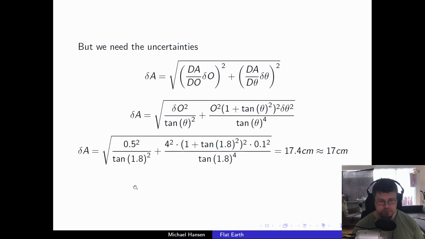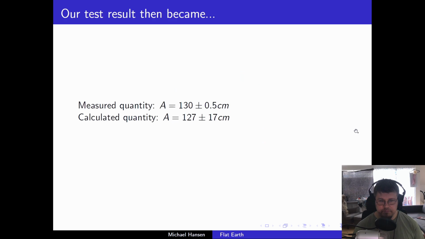When we put in the numbers, it's half a centimeter, that is our uncertainty on O. Theta is 1.8, so the tangent of 1.8 squared, plus O is 4, so 4 squared times 1 plus the tangent of 1.8. As you can see, it's basically the same numbers again. But the point is that we get our uncertainty here to be roughly 17 centimeters.